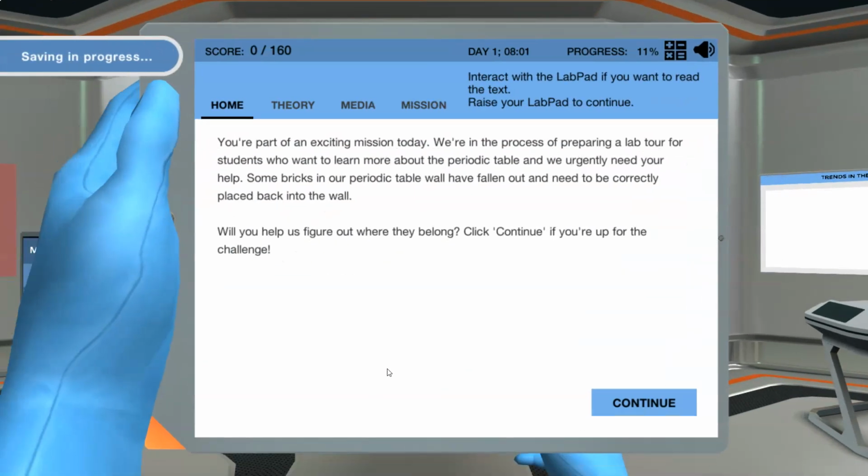You're part of an exciting mission today. We're in the process of preparing a lab tour for students who want to learn more about the periodic table, and we urgently need your help. Some bricks in our periodic table wall have fallen out and need to be correctly placed back into the wall. Will you help us figure out where they belong? Click Continue if you're up for the challenge.